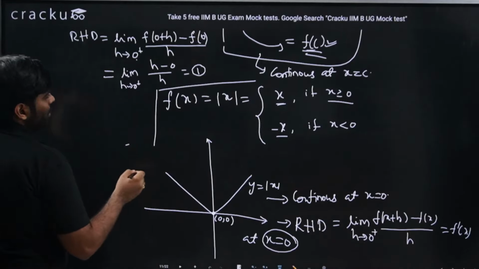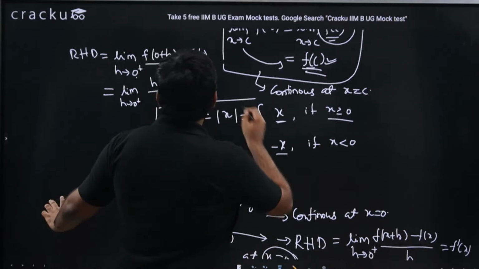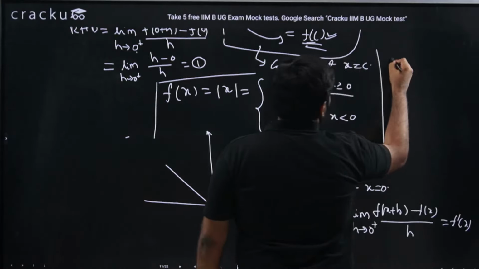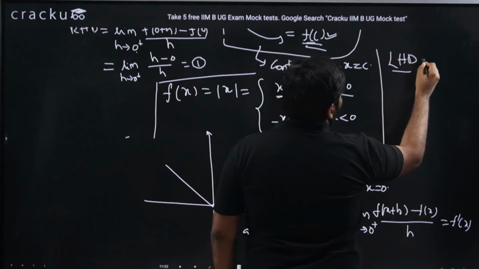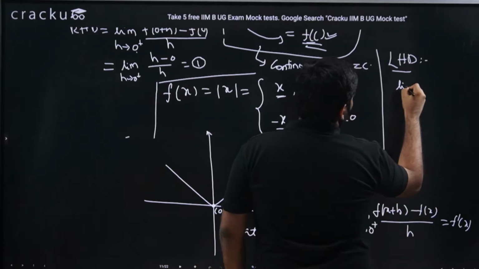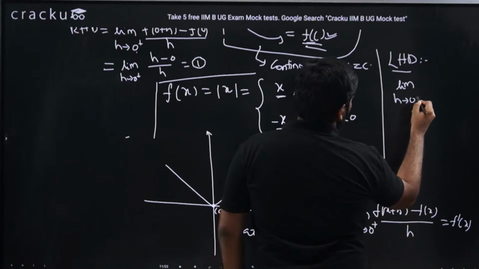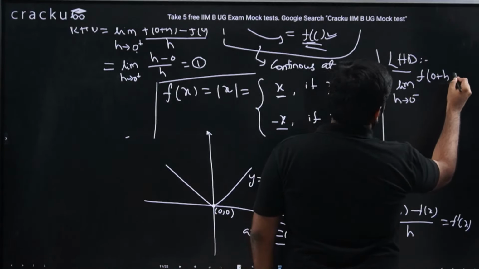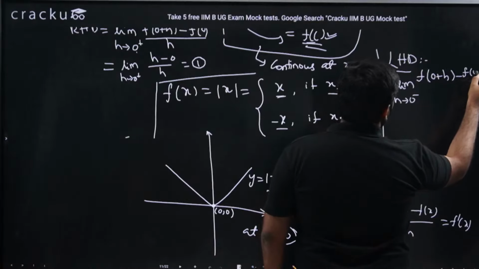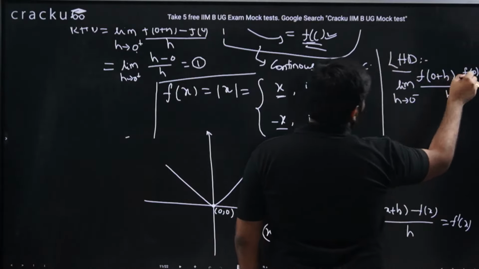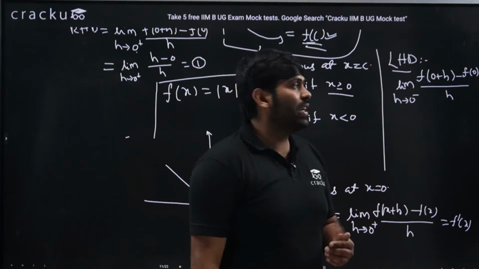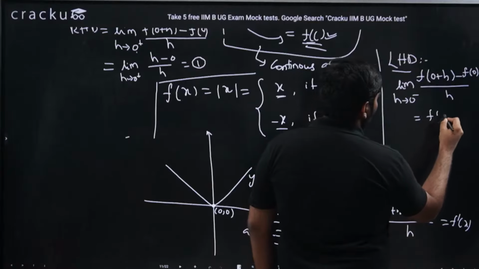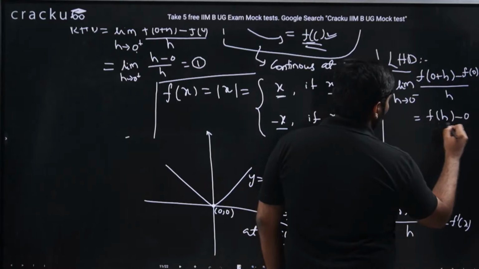The right hand derivative is coming out to be 1. Similarly, let's check the left hand derivative. Here we talked about the right hand; now I will do the left hand derivative. What is the left hand derivative? It would be limit h tending to 0 minus, because left hand, of f of 0 plus h minus f of 0 by h. This won't change, the way of writing f of x plus h minus f of x by h. This is nothing but f of h, f of 0 is 0, by h.